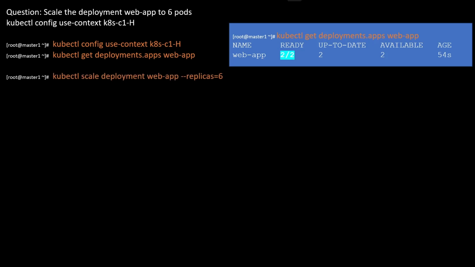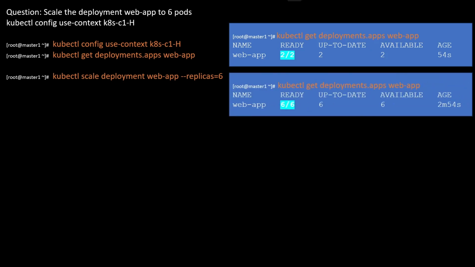Now we can scale the existing deployment web app to 6 replicas. I'm not talking about upgrading the deployment, but about changing the replicas from 2 to 6. We can use the command scale here, with the option --replicas=6. How can we check? If we execute the get subcommand, we get to know that now there are 6 pods running and before it was 2. It means that we have completed this question successfully.